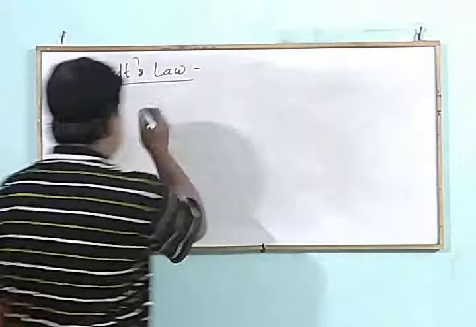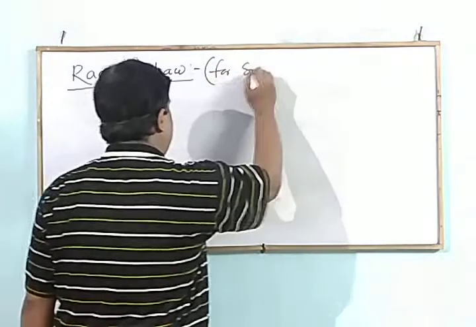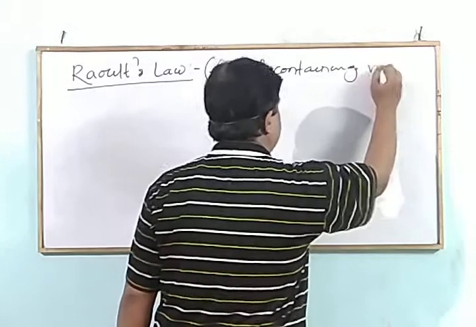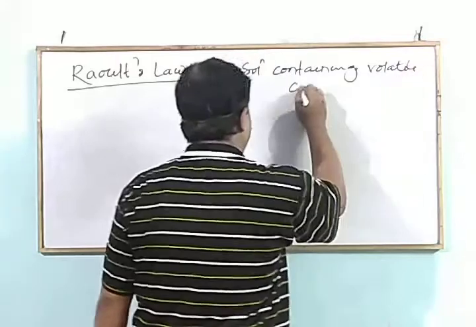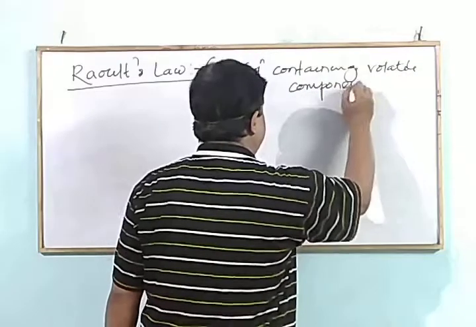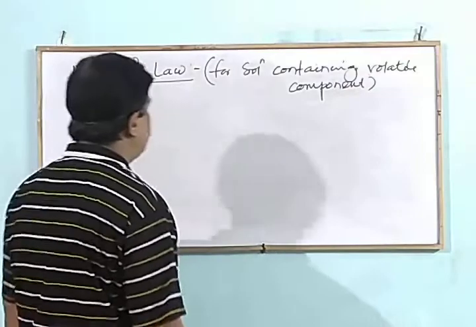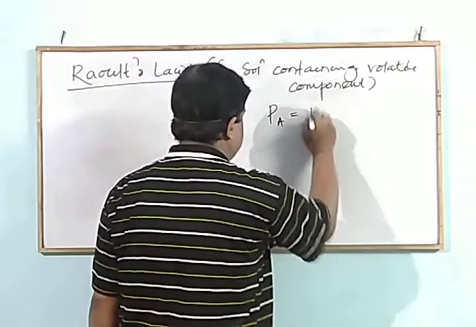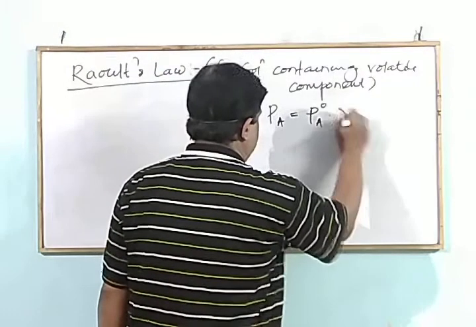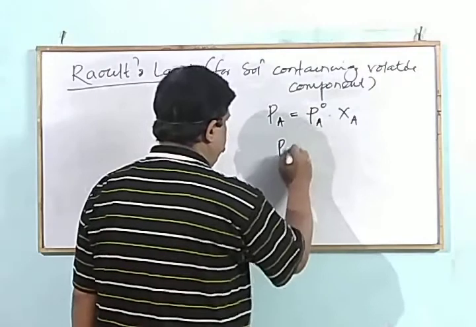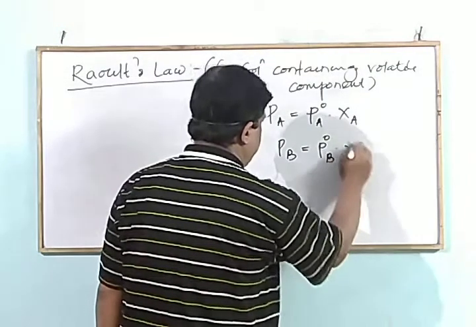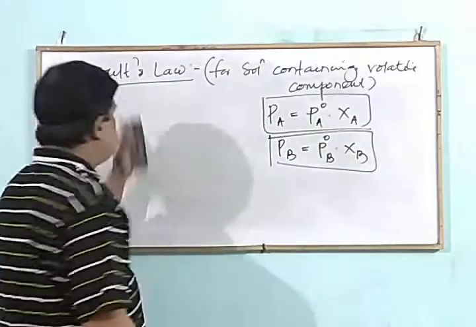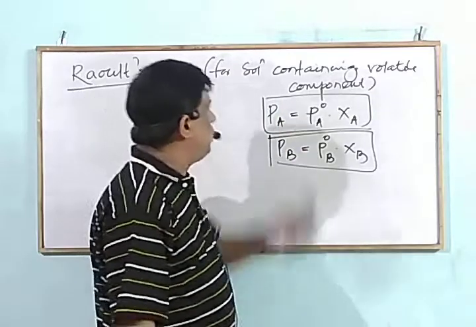First one is Raoult's law for solution containing volatile component. The mathematical expression is Pa is equal to P naught A into Xa, Pb is equal to P naught B into Xb. So this is Raoult's law for solution containing volatile component.